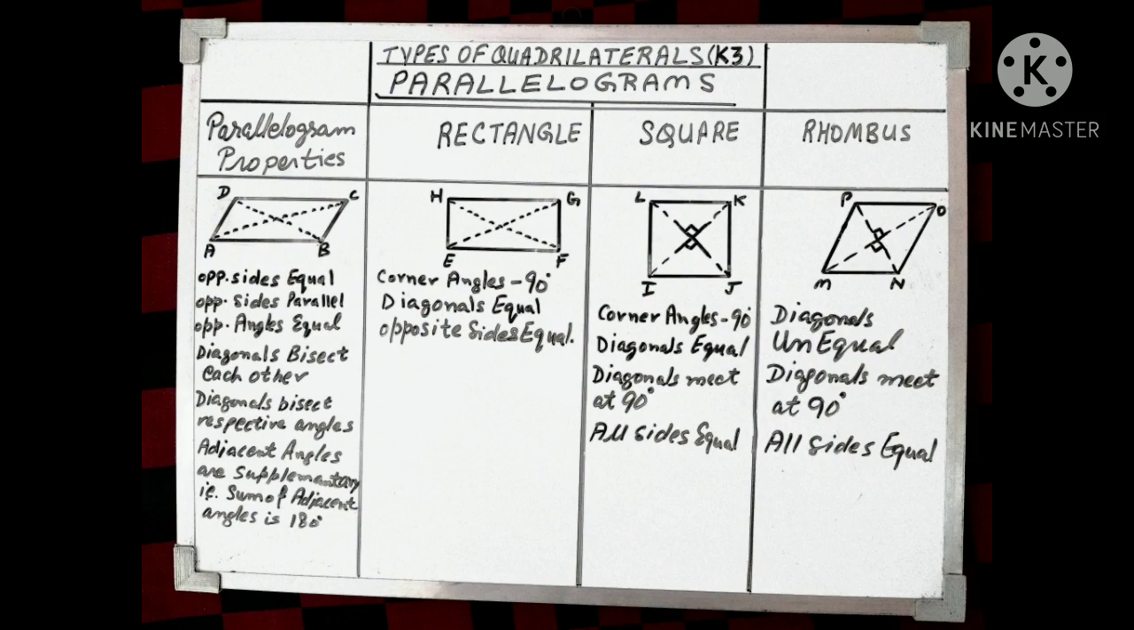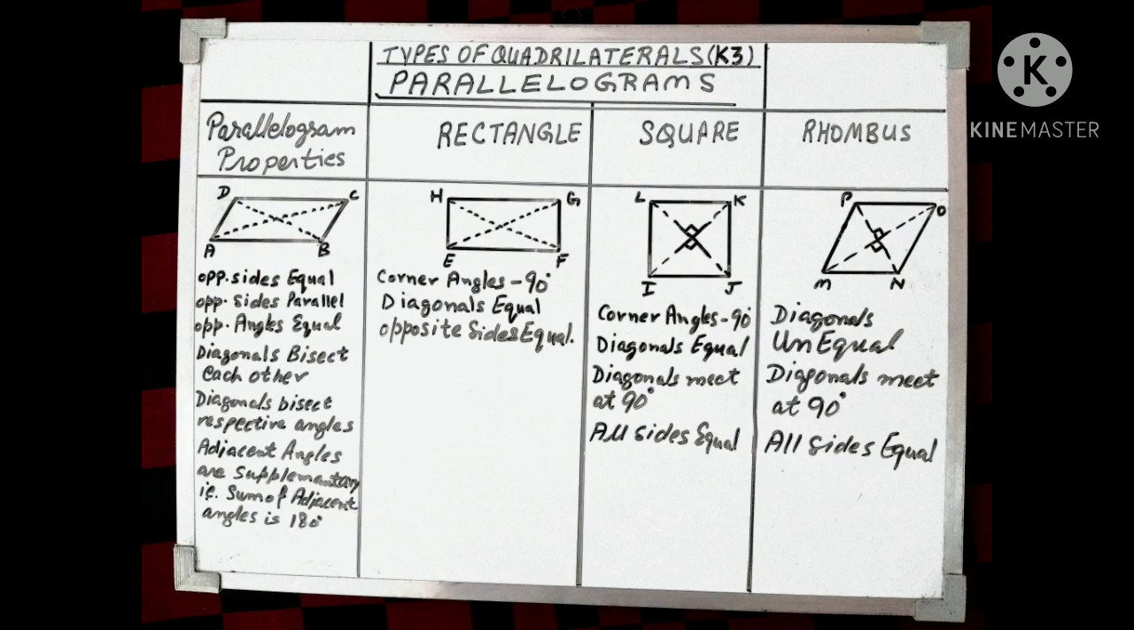Then the next thing is these diagonals will bisect their respective angles also. That is, diagonal AC will bisect the angle A as well as the angle C, and the diagonal BD will bisect the angle B as well as angle D. Bisect means into two equal parts, 50-50, right?